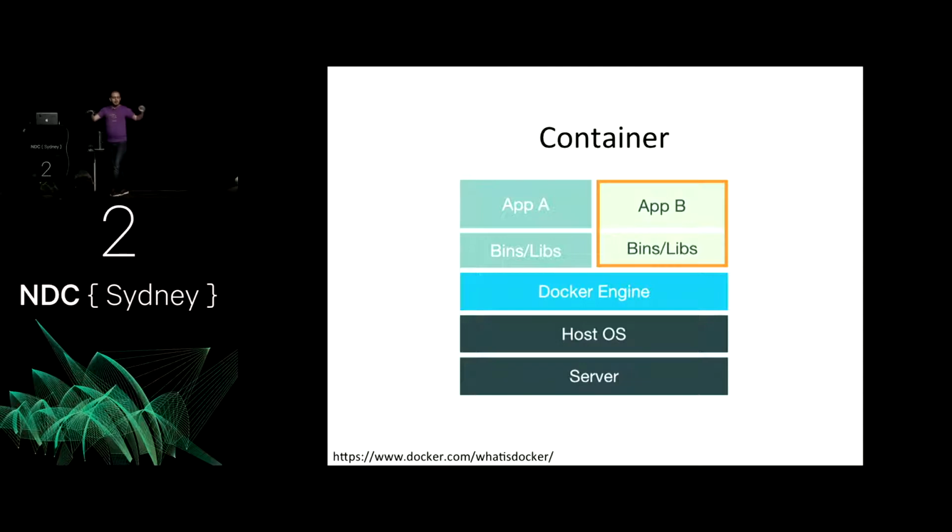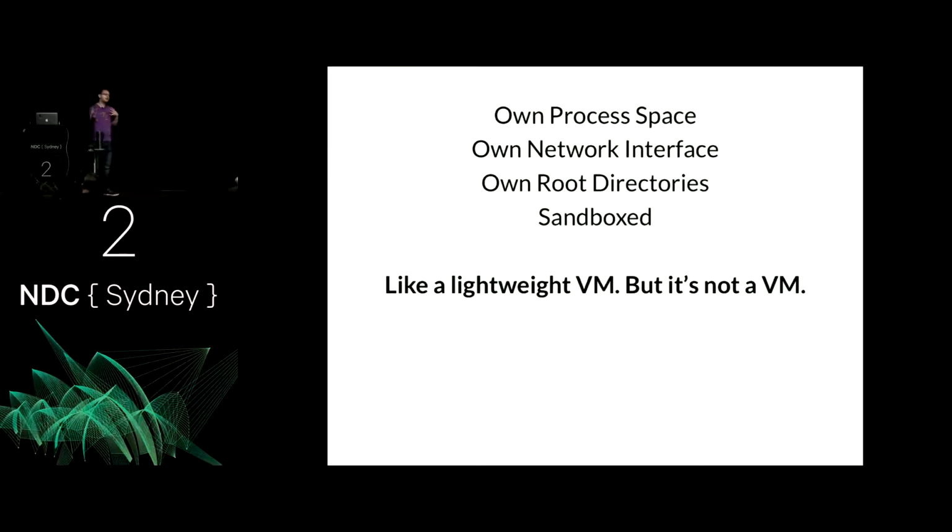And then below that, we have the host operating system, which you would expect. So Ubuntu, CentOS, Red Hat, Windows Server 2016. And then we have our bare metal server, EC2 machine, whatever we would normally have. And so while you can think of containers like virtual machines, they have got some significant different properties. They have their own process space.